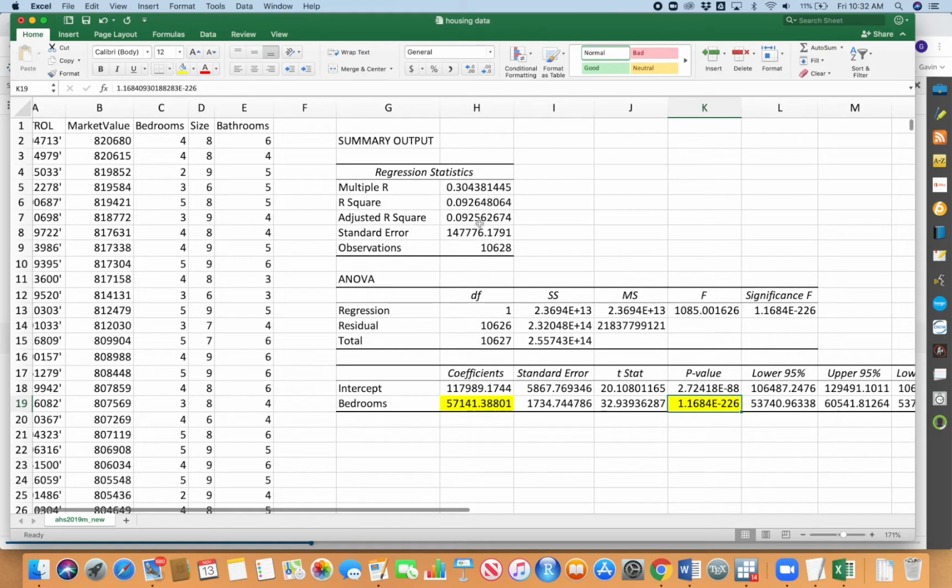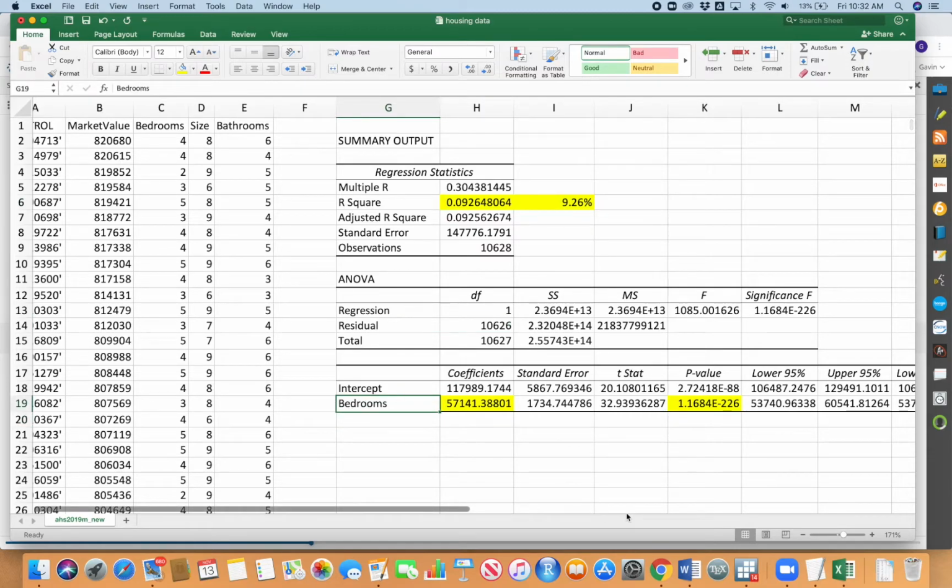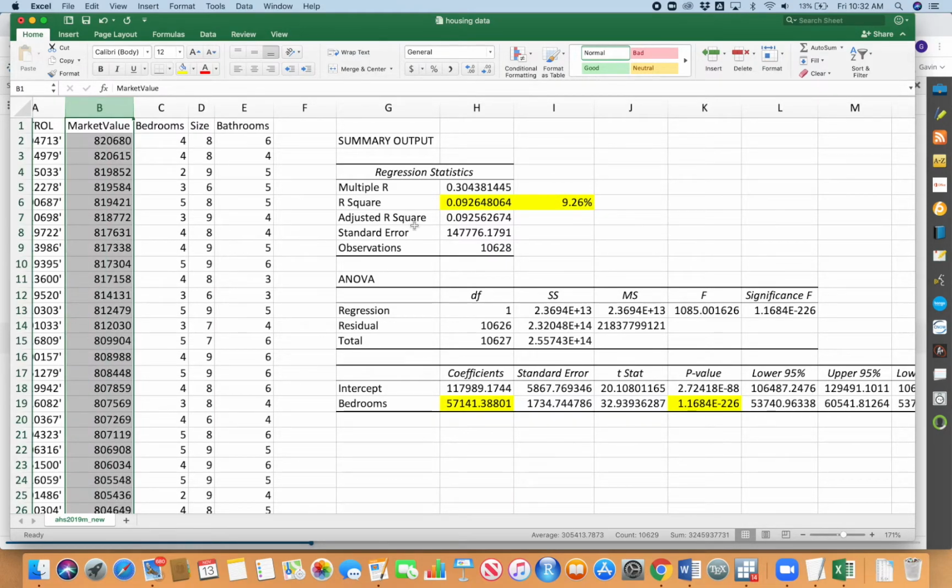Now, the third thing we want to take a look at is the r-squared value right here. It's easier to interpret this as a percentage, so let's move the decimal point over a couple places, and we'll just round it to 2 decimals. So remember, this number means that variation in bedrooms explains 9.26% of the variation in market value in our data set. As you learned from the quiz, and hopefully before the quiz on the practice quiz, that means about 90% of the variation in market value is not explained by bedrooms.